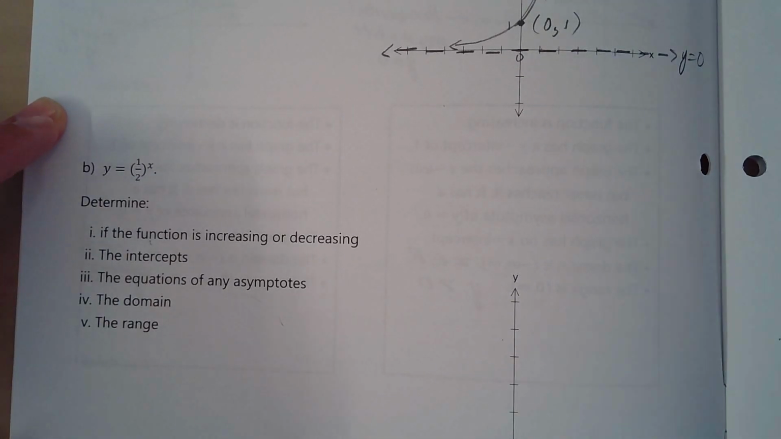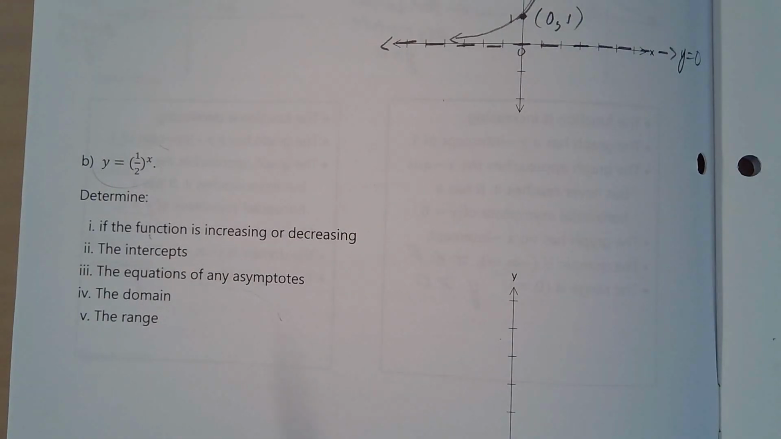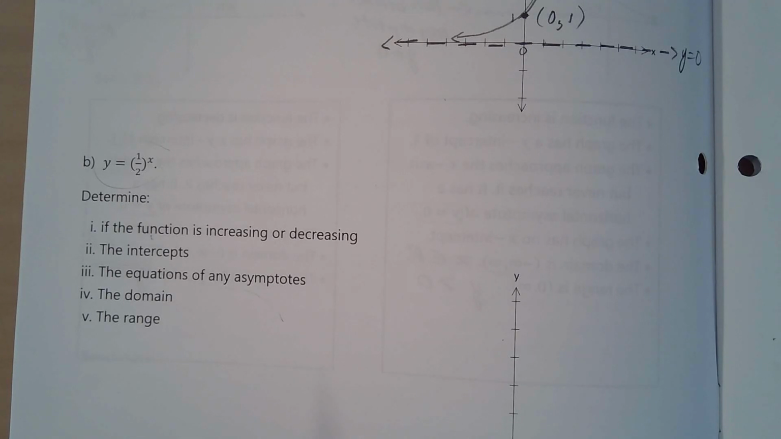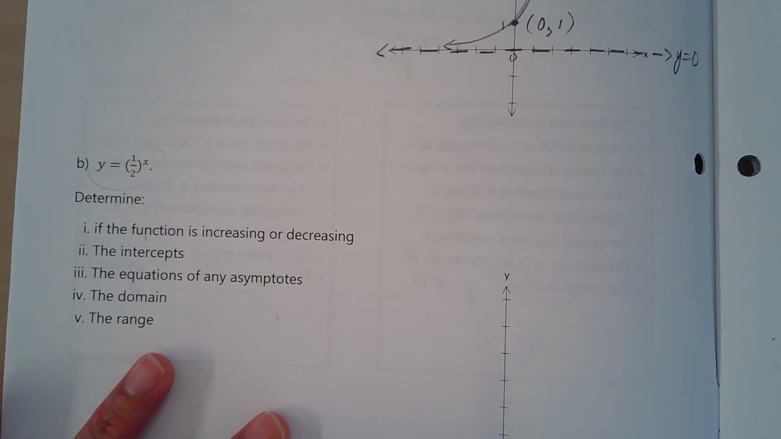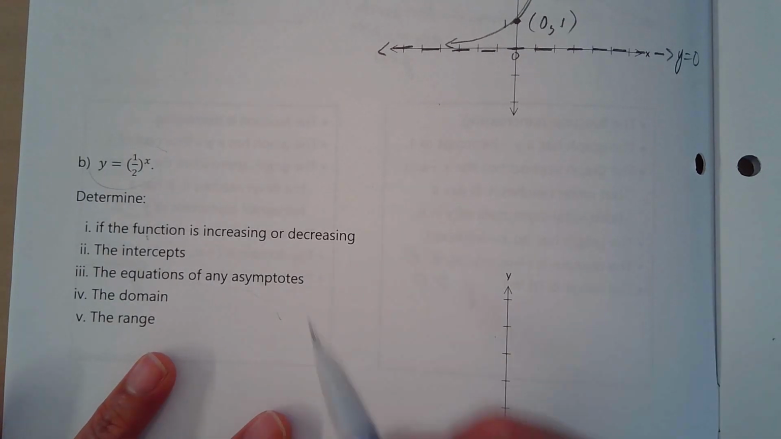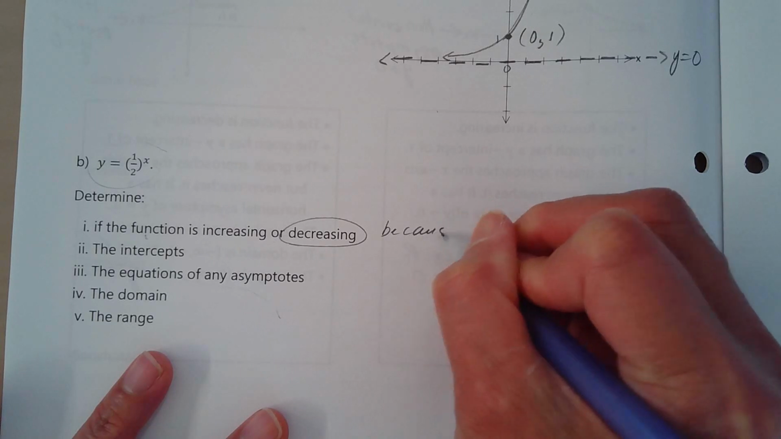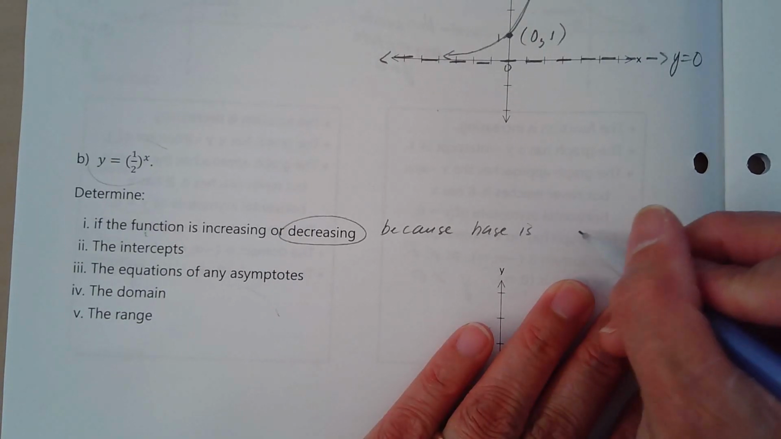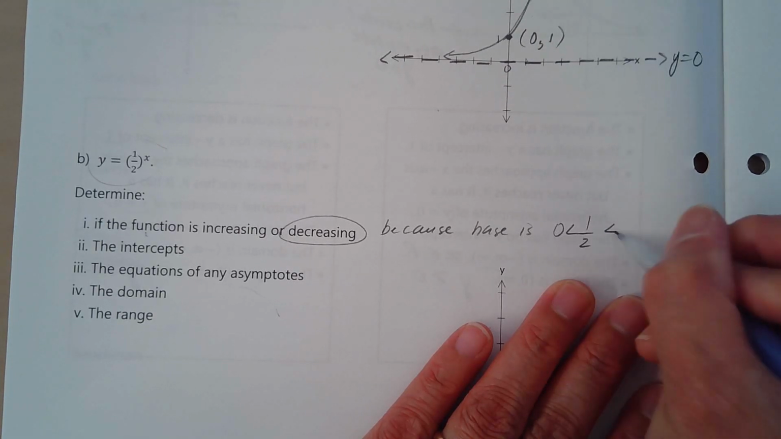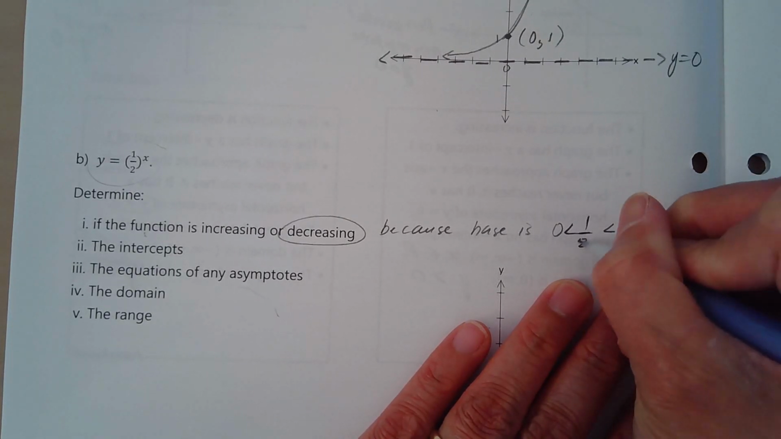Is that good? Let's take a look at the letter B. What do you think this is? Is this going to be an increasing exponential function or decreasing? And then explain why. This one's going to be decreasing because base is between 0 and 1. Between 0 and 1. That's why it's decreasing.